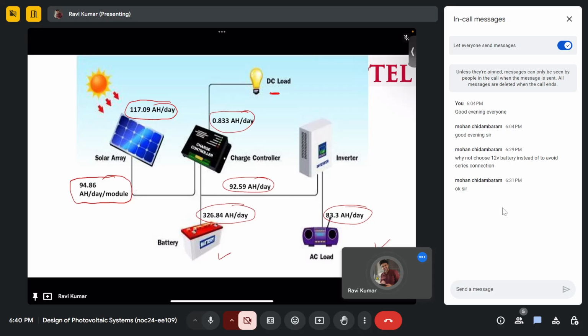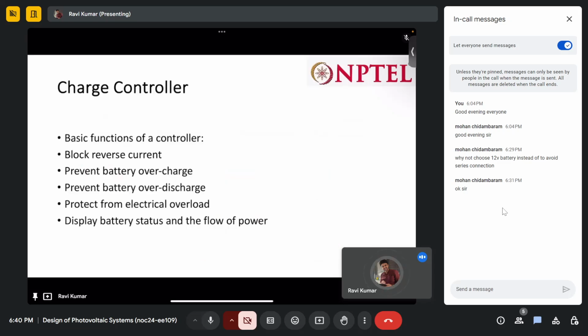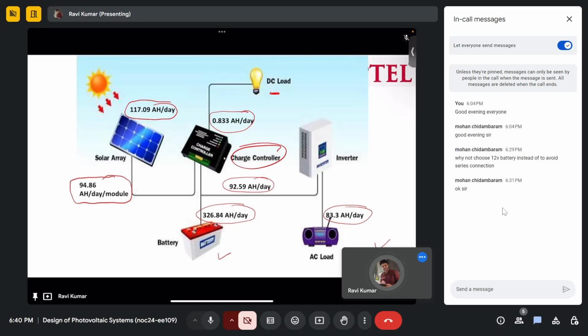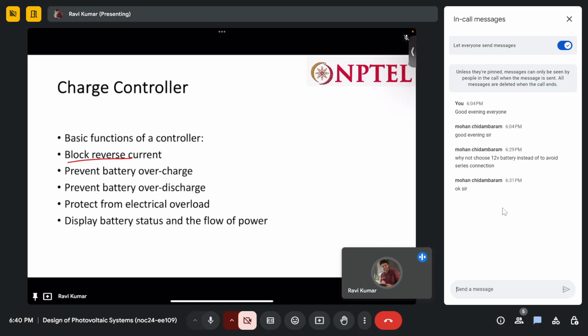Other than that, yes, here you can see this is the charge controller. So what are the basics of the charge controller? It blocks reverse current, because the battery is a source and it can give reverse current. It prevents battery overcharge and over discharge, protects from electrical overload, and displays battery status and flow of charge. This is all about the charge controller we have.